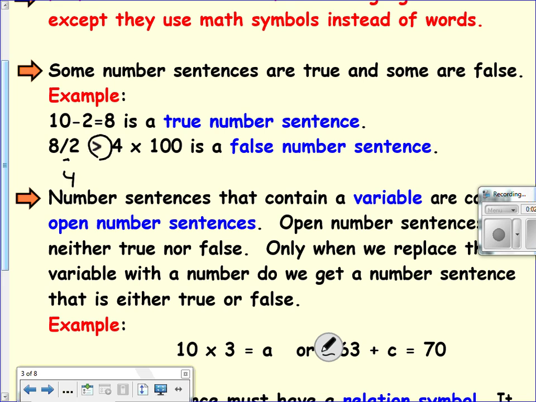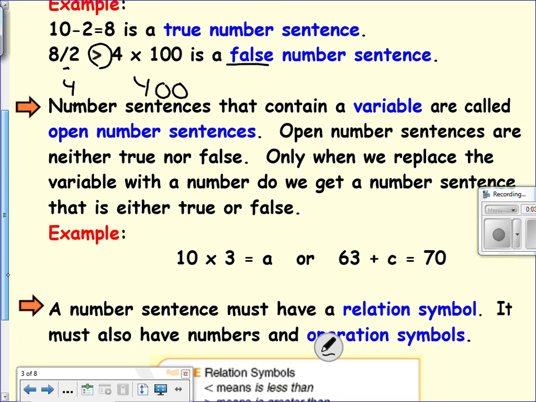This symbol right here, we haven't gone over it yet this year, but I know you've gone over it in the past, means greater than, because I always look at it as a crocodile eating the bigger amount of food. They're saying 4 is greater than 4 times 100, which is 400. That's obviously false because we know 4 is not bigger than 400. Let's keep on moving here.